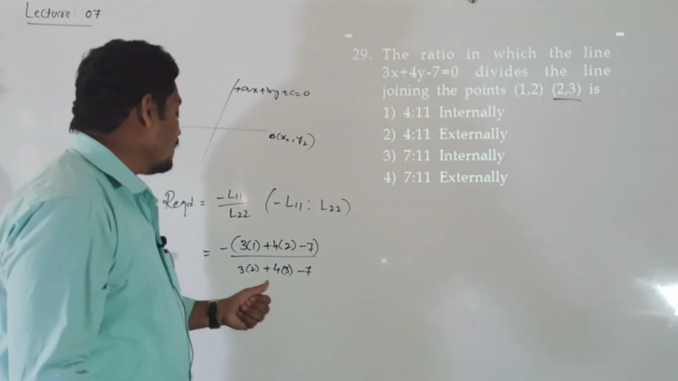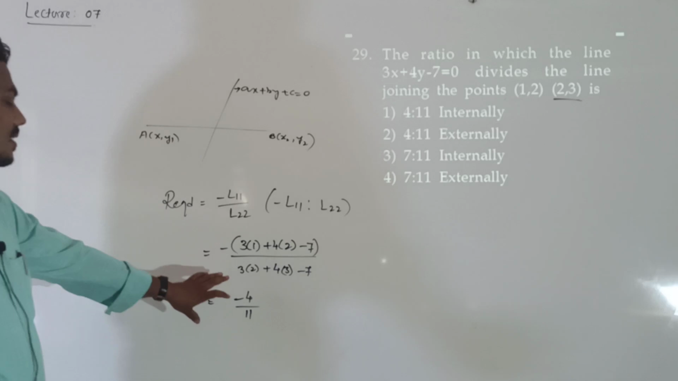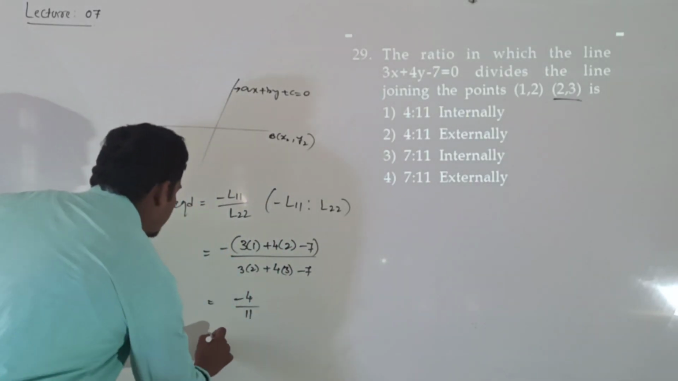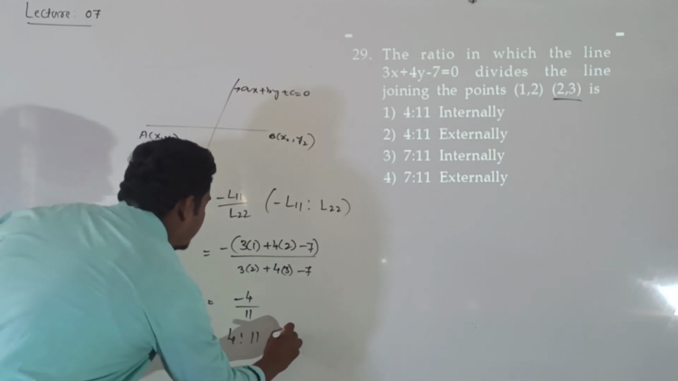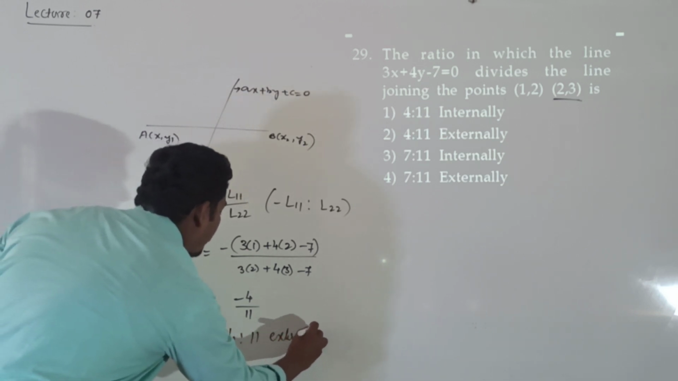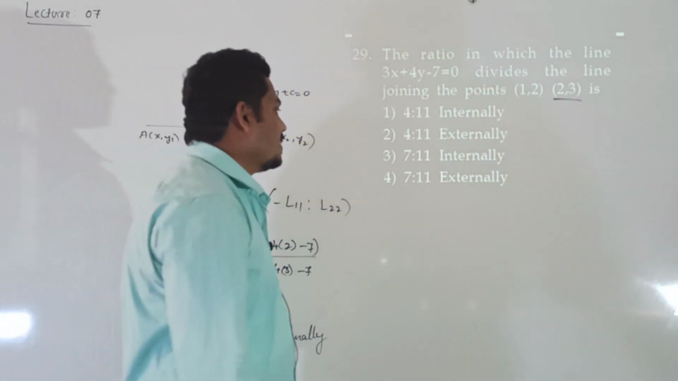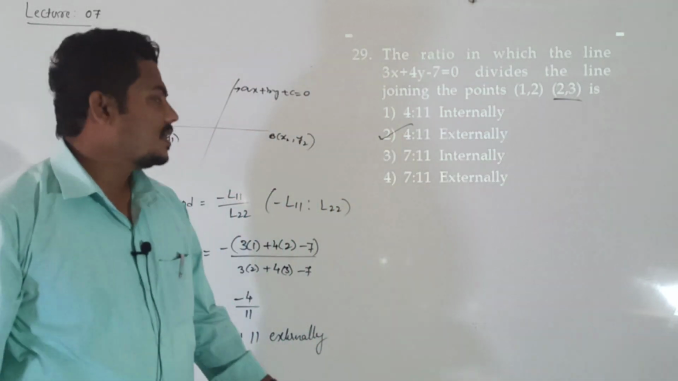but instead of this negative sign, use the word externally. If the ratio is negative, then the point divides externally, meaning 4 is to 11 externally. The negative sign indicates external division. 4 is to 11 externally, that is the second option.